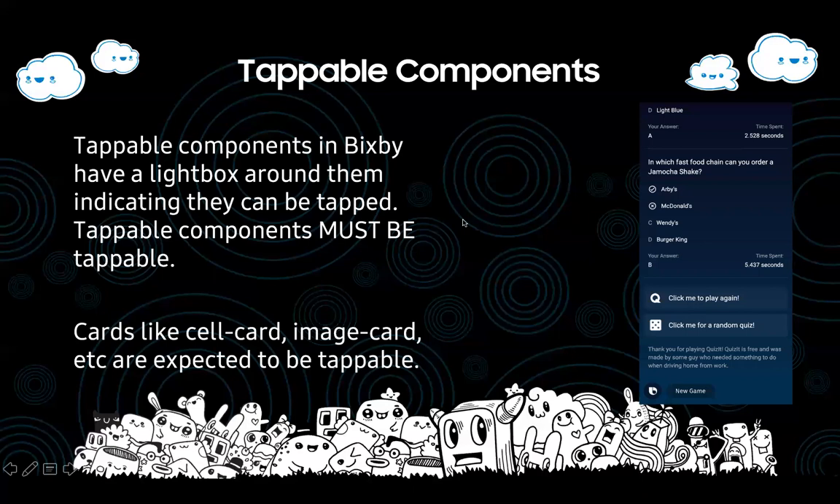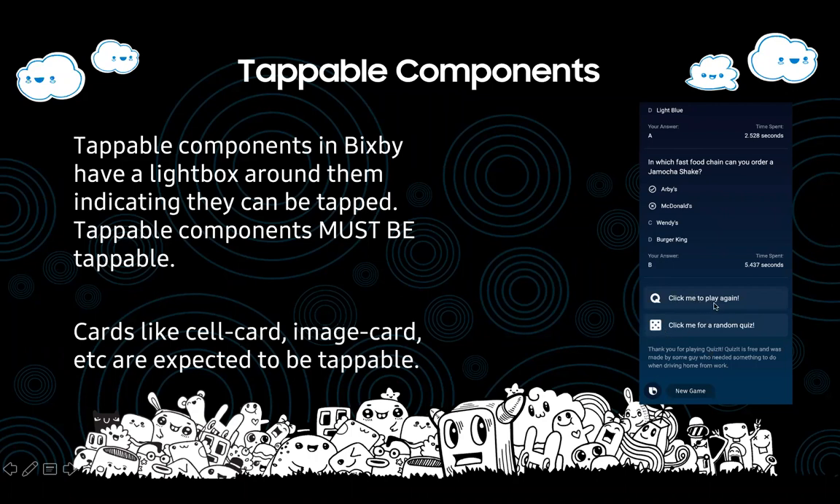So the next thing that we see a lot are tappable components being used as not tappable components. Tappable components in Bixby are these components with a light box around them. You can see here that it's got this rectangular shape with these rounded edges, and it looks like something you can tap on. In this case, this is a clear example of what you would want to use these tappable components for.